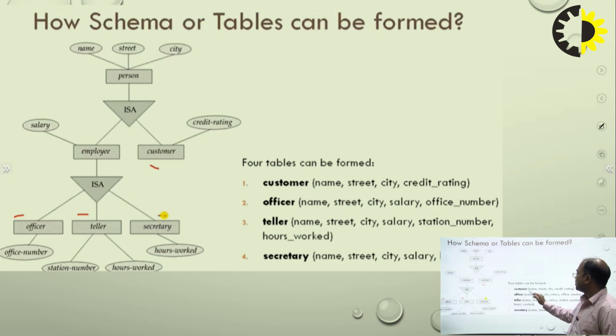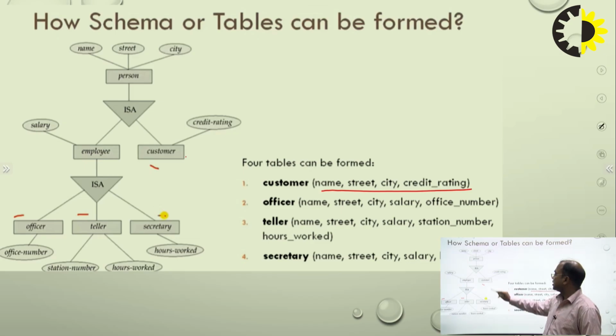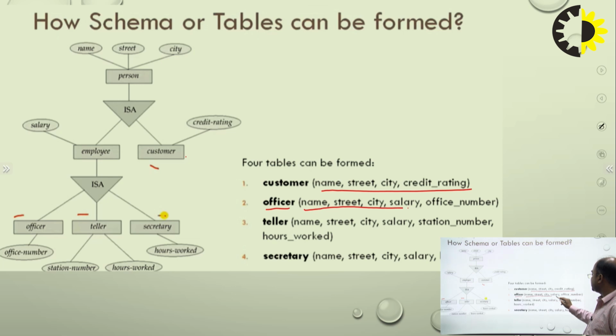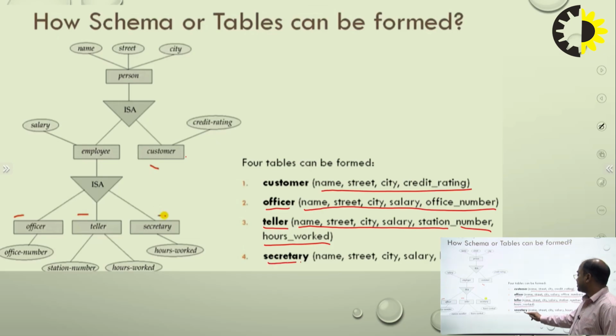We can see here we have a customer. Customer is an entity with attributes name, street, city, credit, and rating. These are the attributes of the customer. Likewise, officers also have name, street, city, salary, and the attributes of an entity may be different. If I talk about the teller, some of the attributes are common, and something like hours of working is a different attribute. Likewise, the secretary has name, street, city, salary, and hours.